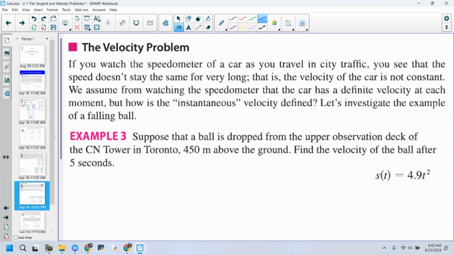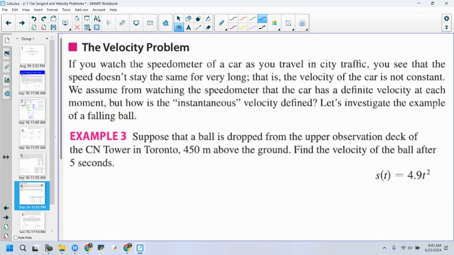Okay, now this next problem, it's not going to seem like it relates. You're going to be like, this is out of left field. What the heck are you talking about? But honestly, it's the exact same process. If you watch a speedometer of your car as you travel in city traffic, you see that the speed doesn't stay the same for very long. That is, the velocity of the car is almost never constant, right? Even when you're on cruise control on the highway, right?